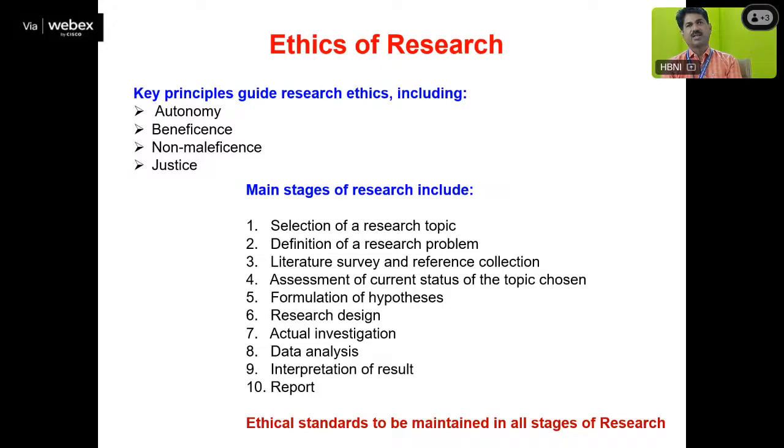There are key principles of research ethics, which include autonomy, beneficence, non-maleficence, and justice. And I have also told that there are various stages in a particular research. During research we have to divide the research into various stages, starting from the selection of the topic to the reporting of the final result or presentation. We have told that ethical standards have to be maintained during all the stages of scientific research. So we'll continue with this.